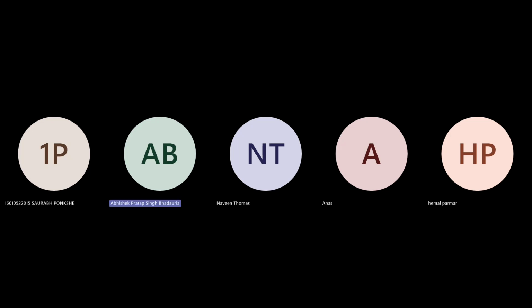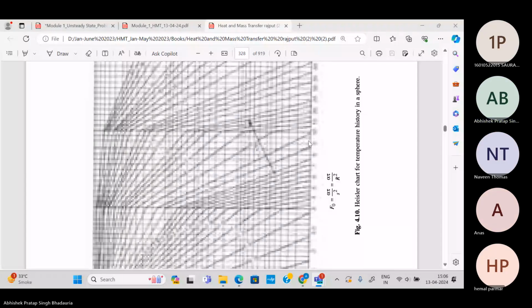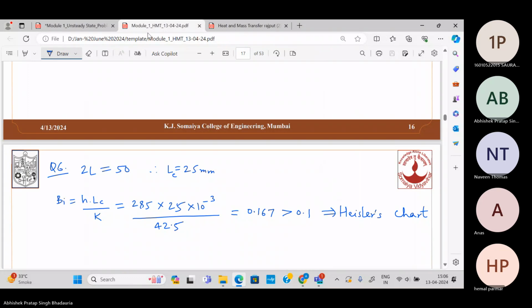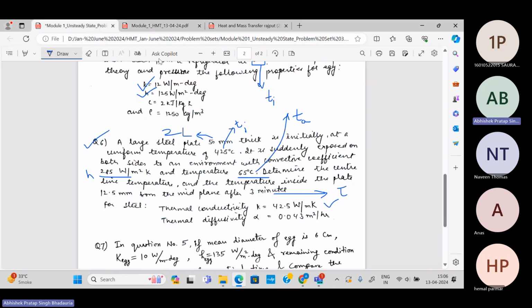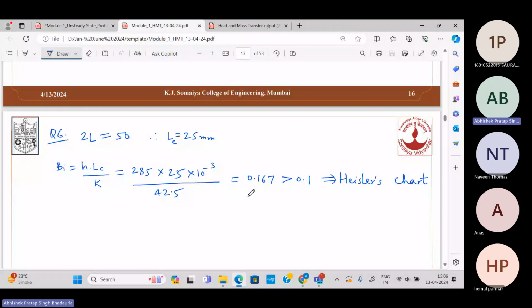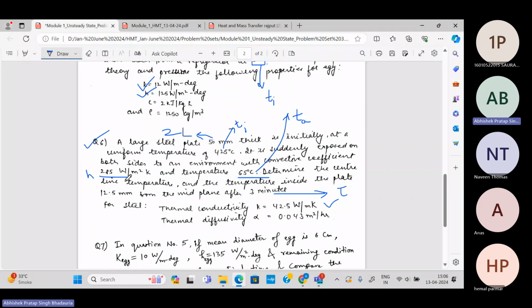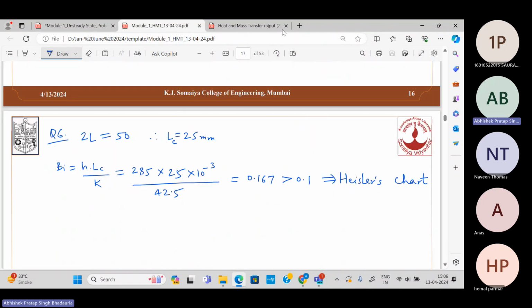Okay, now let's solve. I have again shared the screen. You can see here, we got the value of Biot number as 0.167, which is greater than 0.1. That means Heisler chart is applicable. And the problem is based on a plate, so we have to use the Heisler chart of a plate. Clear?